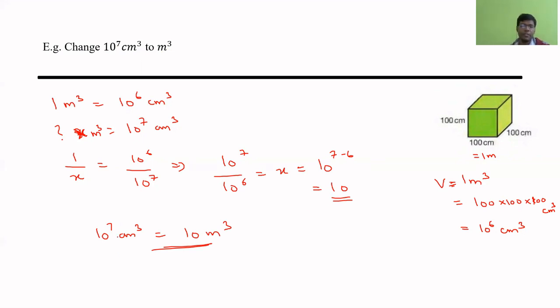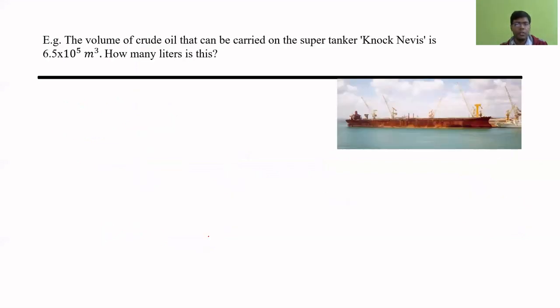So that means 10 power 7 centimeter cube is equal to 10 meter cube. Okay, so let's go ahead and solve this question. The volume of crude oil that can be carried on the super tanker Knock Nevis is 6.5 multiplied with 10 power 5 meter cube. How many liters is this?